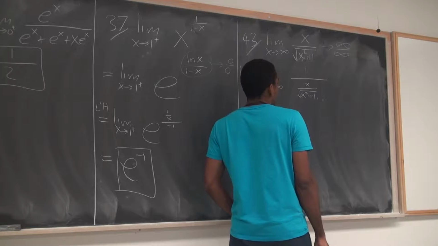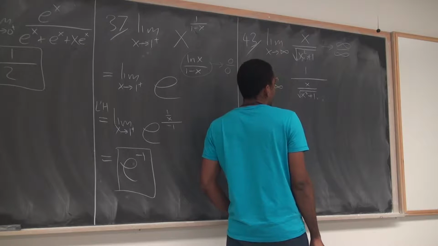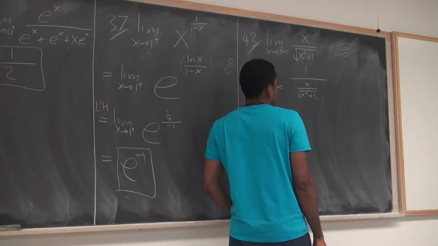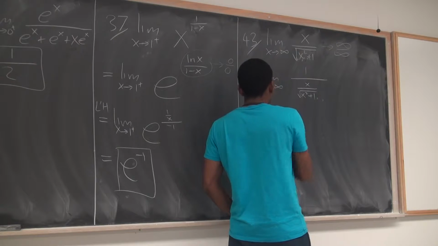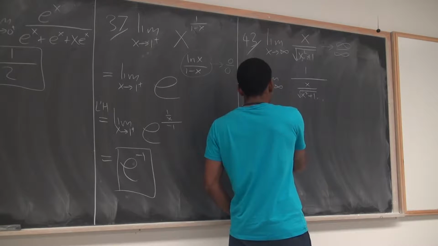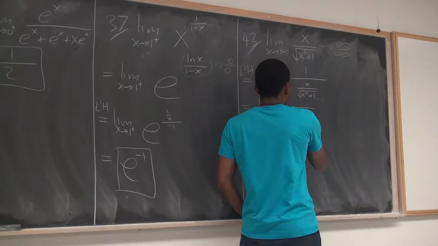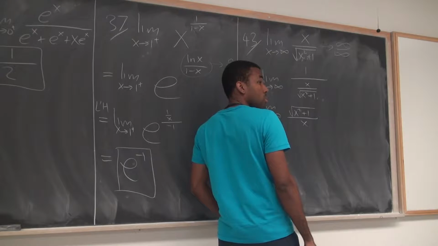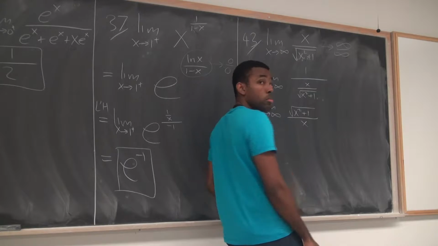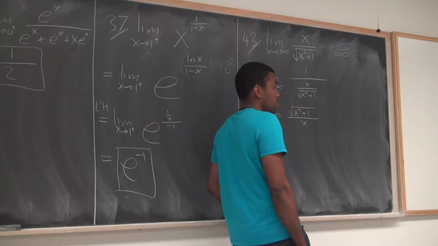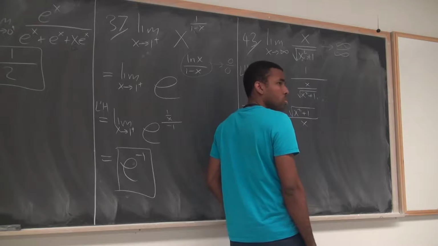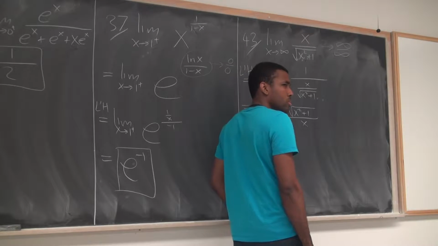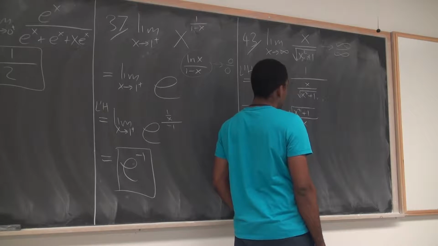And what happens to that? Just the reciprocal. So just the radical of x squared plus 1 all over x. Now what? Just the reciprocal. What do you say about the reciprocal? I said if you apply L'Hopital's rule, the answer will be the reciprocal of the expression.